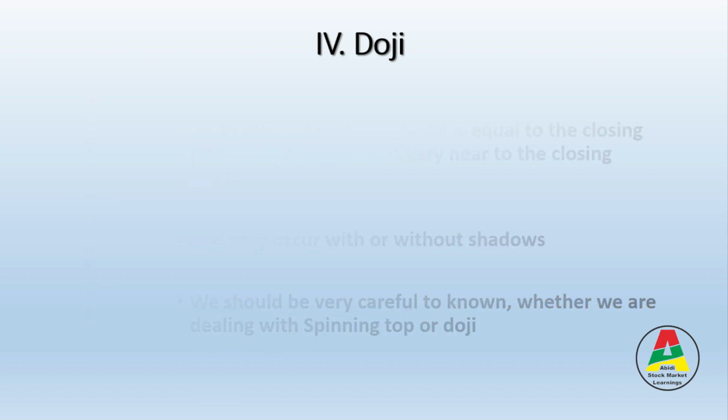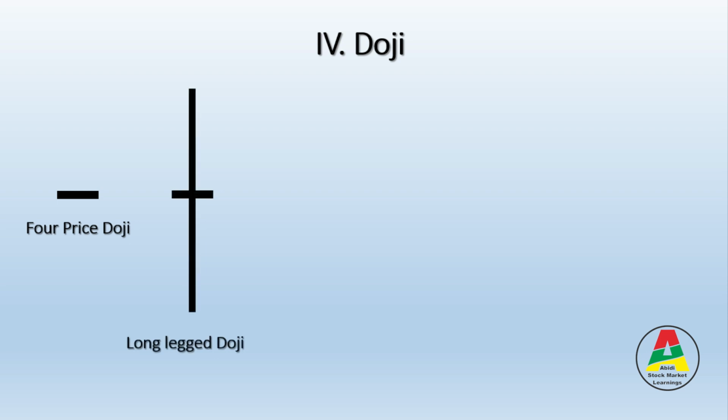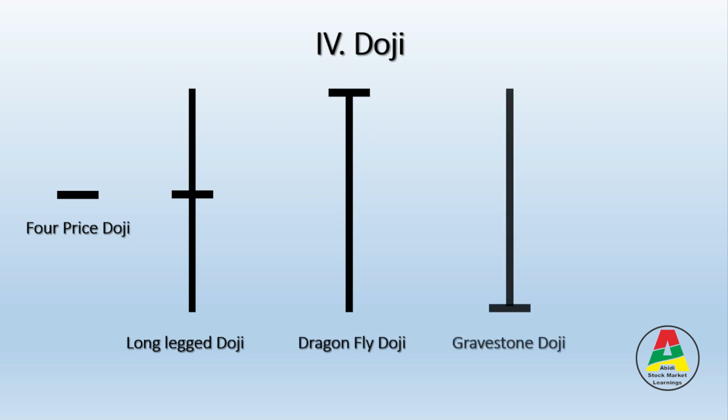For example, the four price doji appears as a short line, the long-legged doji appears as a long line, the dragonfly doji appears as a long line, the gravestone doji appears as a long line, and the classic doji appears as a short or long line.